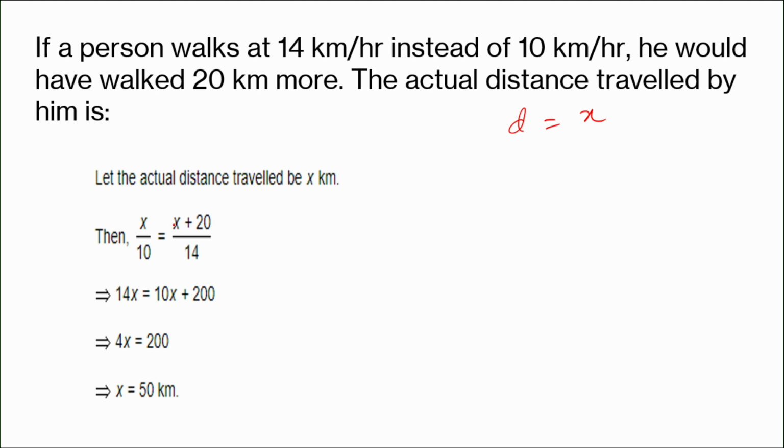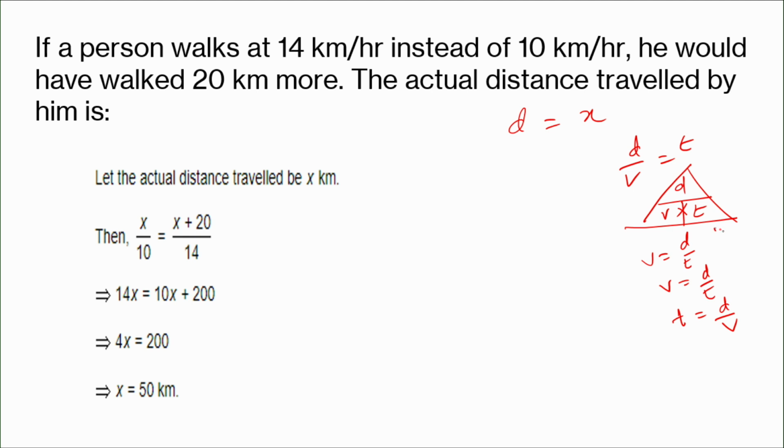You know that simply distance by speed is equal to t. Already I showed that triangle: this is the distance, this one is the speed and this one is the time. Distance equals v into t, or d by t is equal to v, or v is equal to d by t, or t is equal to d by v. These are the formulas.